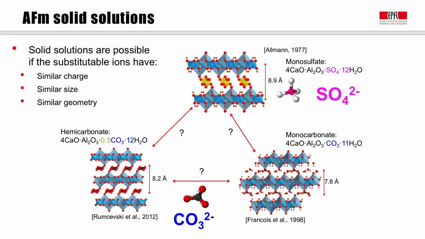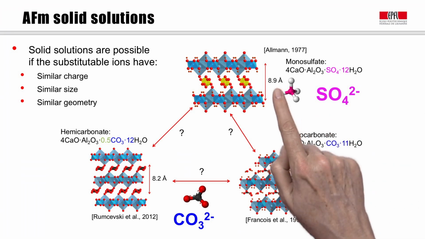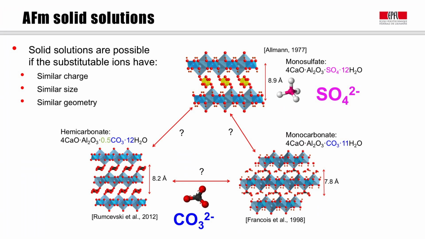Now, because of the different anions in the interlayer, you can see that the interlayer spacing for these crystal phases is quite different: 8.9 for the monosulfate, 7.8 for the monocarbonate, and 8.2 for the hemicarbonate. These may not seem that big, but they are big enough that we find really no solid solution between these different phases. The transformation from one to another really occurs by dissolution and reprecipitation of the new phases.